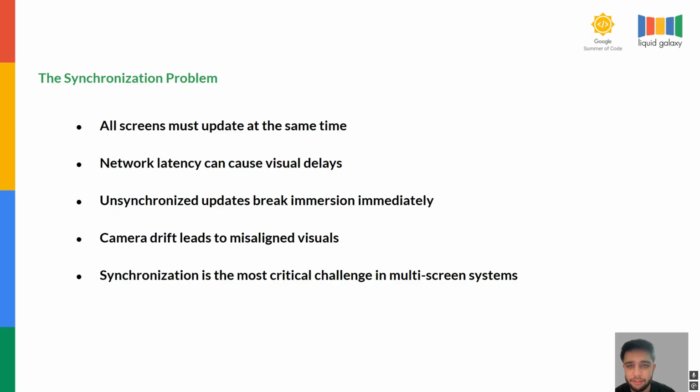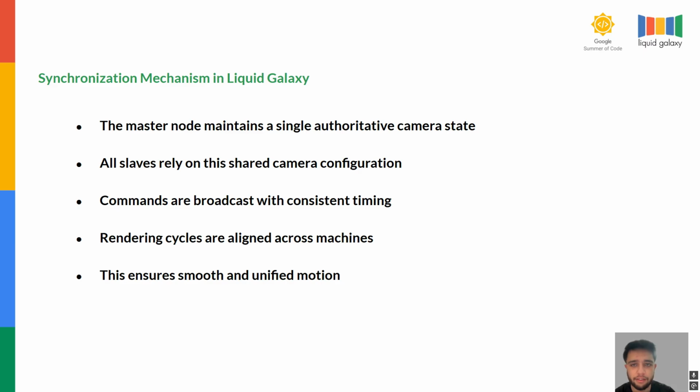Now we have synchronization mechanism in Liquid Galaxy. Liquid Galaxy solves this using a single authoritative camera state maintained by the master node, and all slave nodes rely on the shared camera configuration. Commands are broadcast with consistent timing. Rendering cycles are aligned across machines, and this ensures smooth and unified motion.